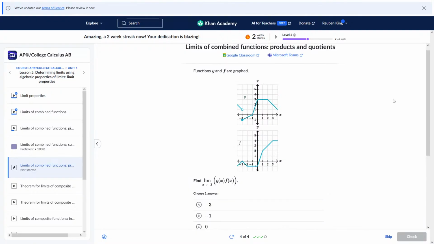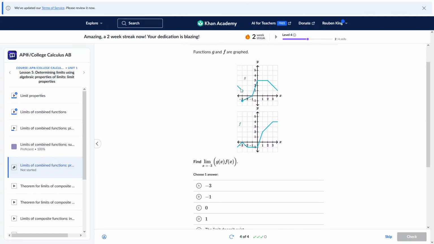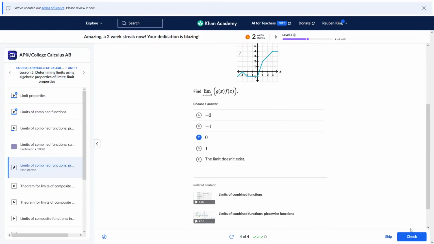Yes, bro. Okay. g times f. A little bit of a trickster here. Alright, let's see here. From the left, we're going to have 1 times 0, 0. They're both going to be times 0, so they're both 0.